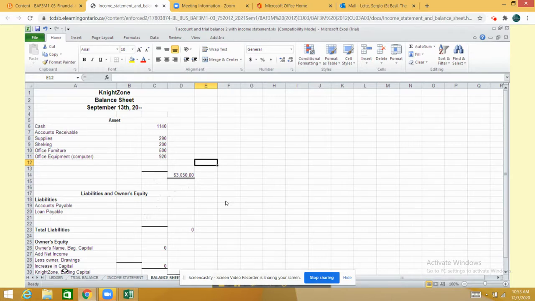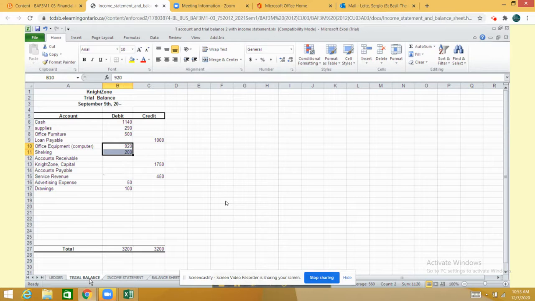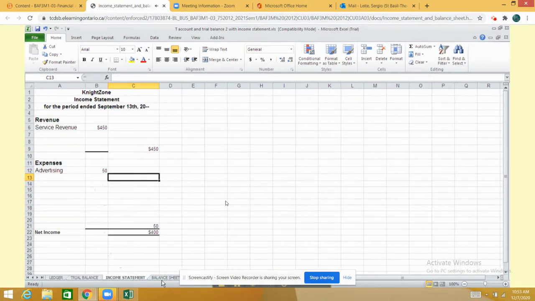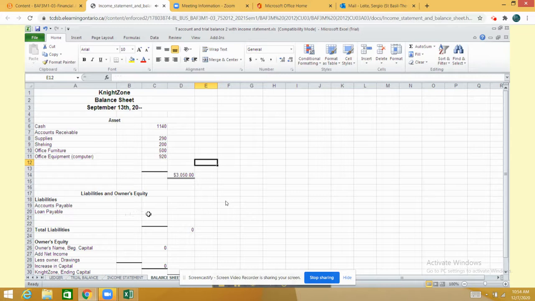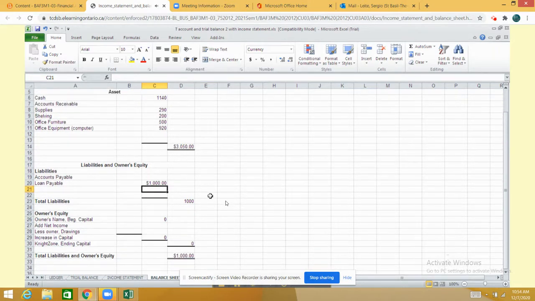Now let's do our liabilities. Accounts payable. Looks like we have a loan payable of $1,000, and for accounts payable, we have nothing. So we'll just put in the $1,000 for the loan payable. And this is where it gets a little bit tricky. We'll go into the owner's equity section.